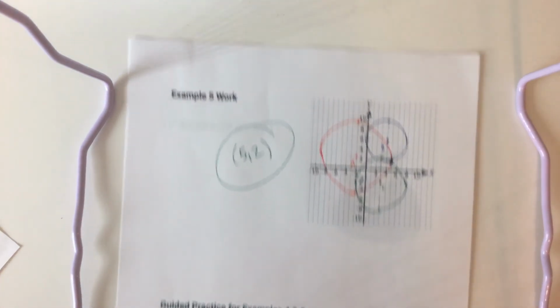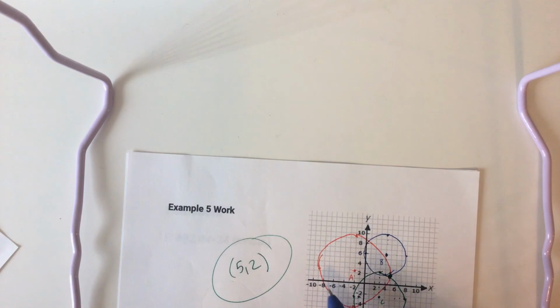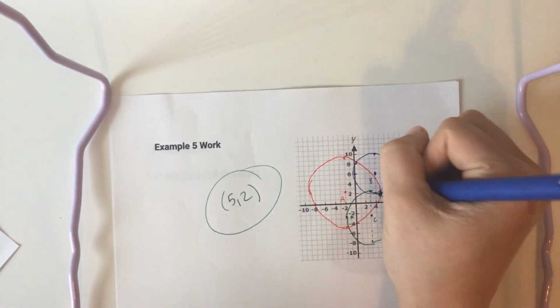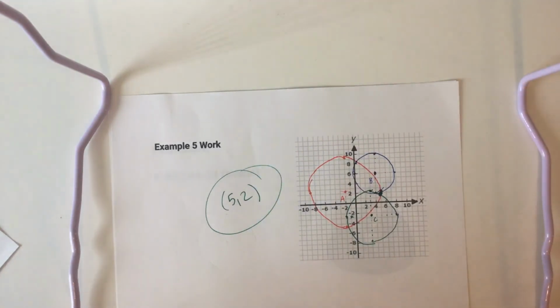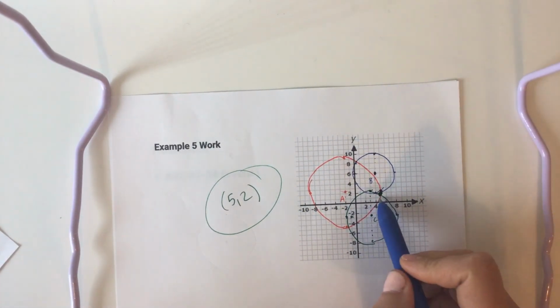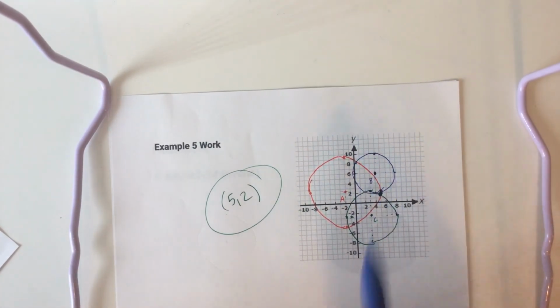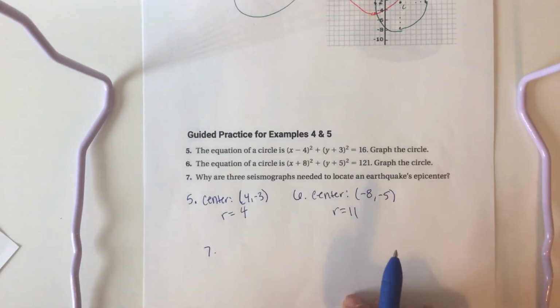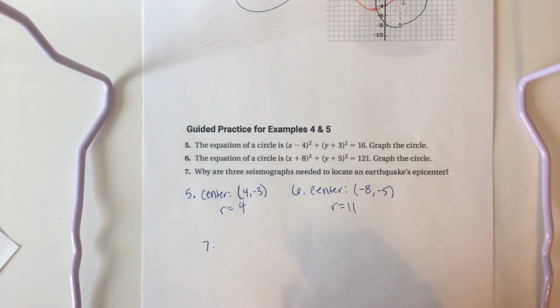And then for number 7, why are 3 seismographs needed to locate the earthquake's epicenter? Well, if you think about it, when we just had A and B, circle A and B up here, they intersect at 2 points, which means there's 2 possible locations. By adding that 3rd circle in, it pinpoints which one of those locations it is, and that's why you need 3. All right, because when circles intersect, there's 2 points.